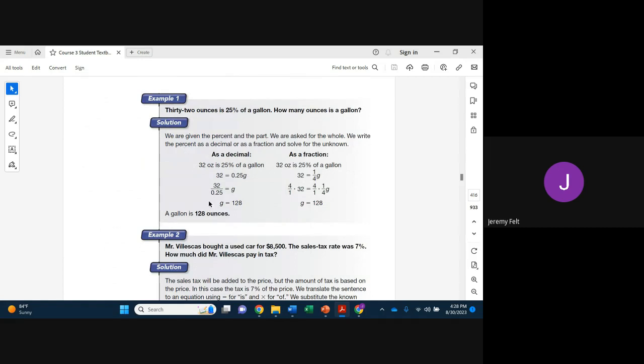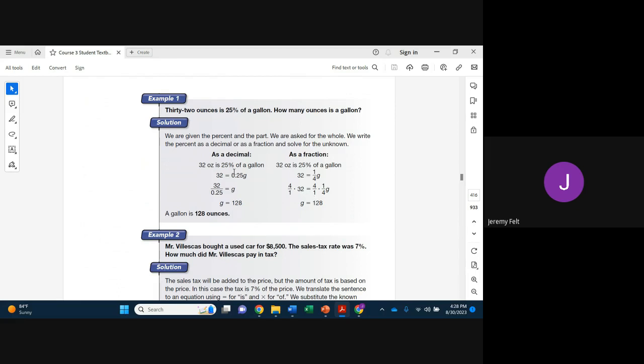32 ounces. So if we're looking at example 1, 32 ounces is 25% of a gallon. How many ounces in a gallon? So 32 ounces is 25%. We could do that as a decimal or a fraction. If we're doing it as a fraction, we multiply by the reciprocal. 1/4 times g would be 4/1, or just 4 times both sides. And that would give us 32 times 4, which is 128.